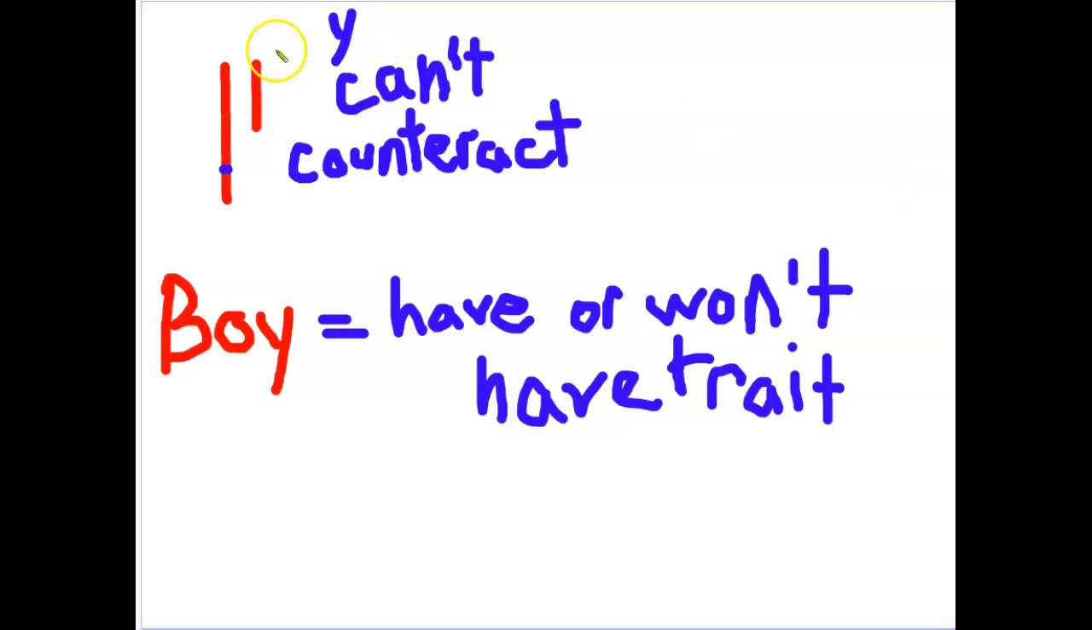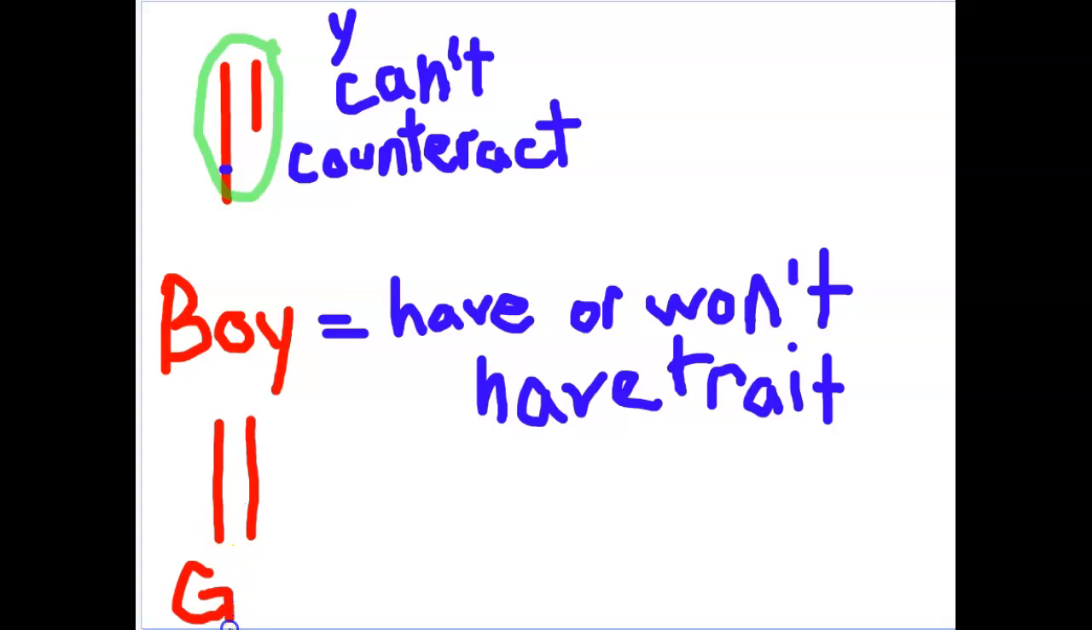The important part is to remember this, okay? The Y can't counteract the X chromosome. So if I were to draw a female chromosome pair, and I have two X chromosomes, all right, I'm just going to label it with a G for girl. And let's say that she has the trait down here, okay?